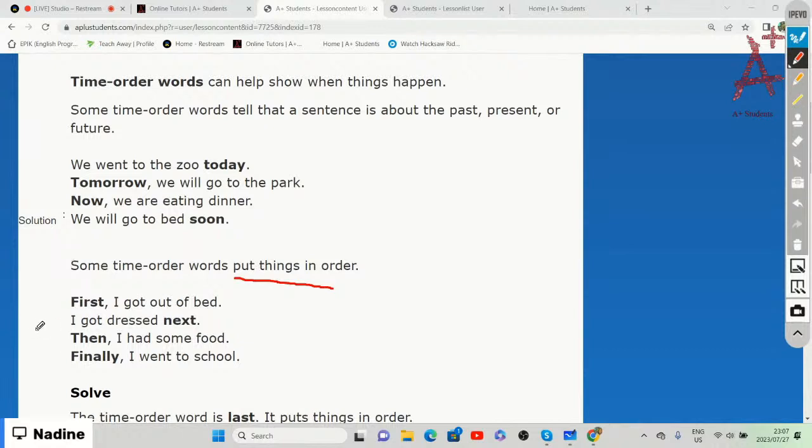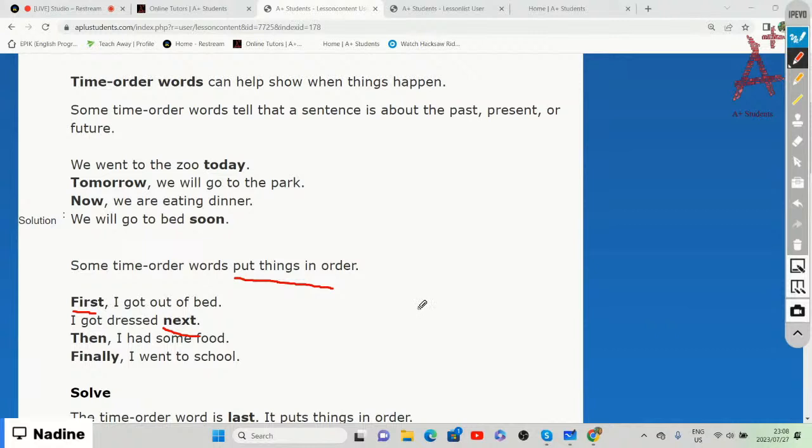Firstly, right? So first, I got out of bed. Next, I got dressed. So next happened after first, right? So you got dressed after getting out of bed. Then I had some food. Finally, I went to school. So this is in order of how this person is getting ready, from the time that they get up to the time that they go to school, right?